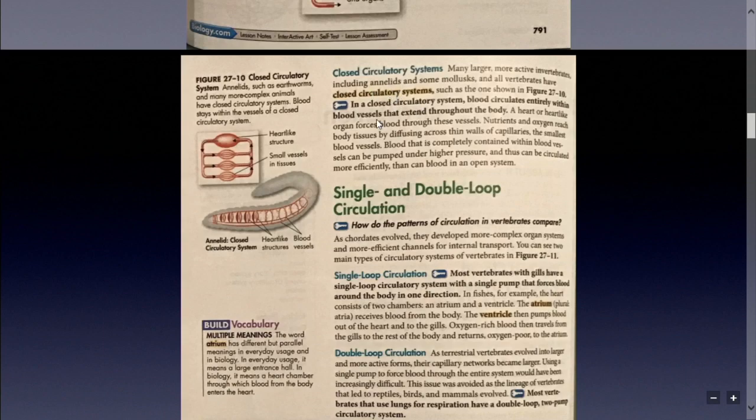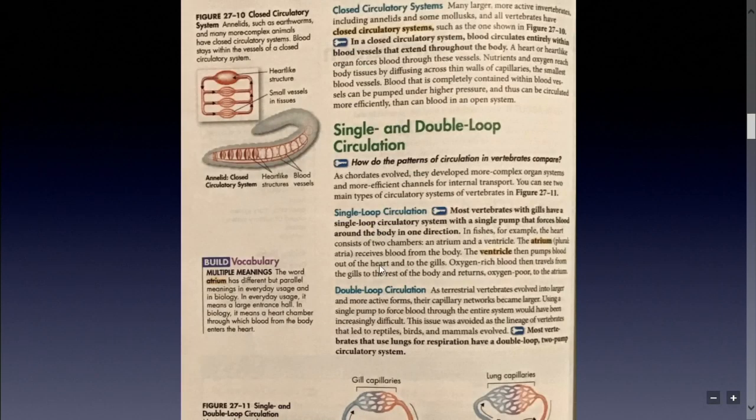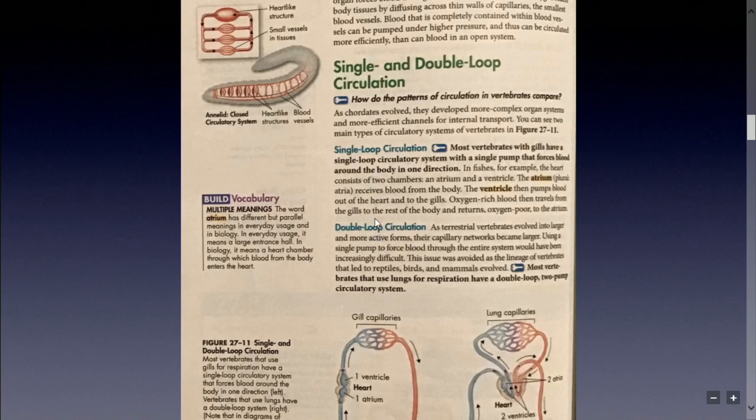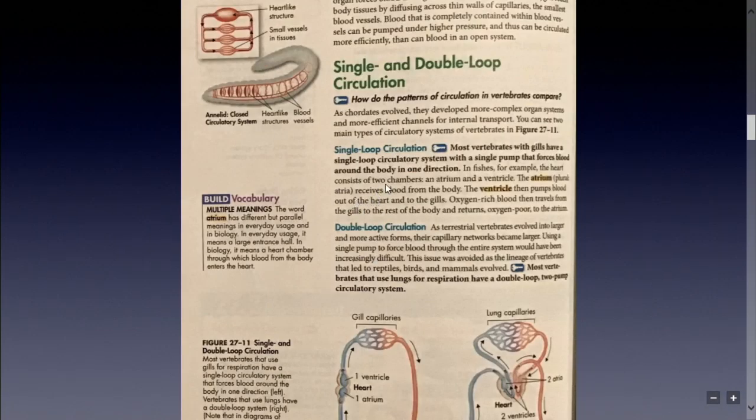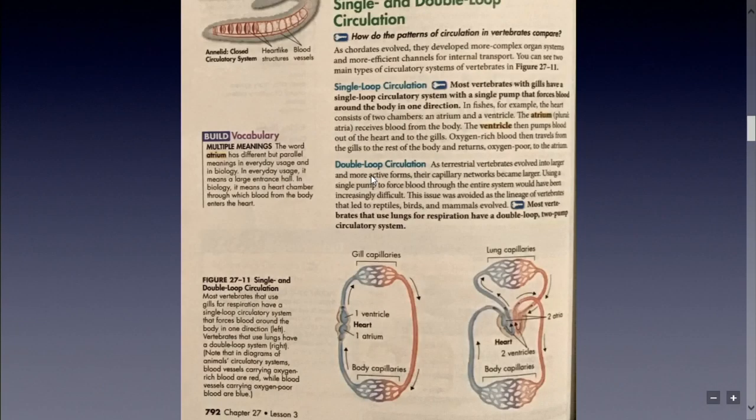Within closed circulatory systems, which are more advanced, you've got a single and a double, and you can probably guess which one of those is more advanced. It's the double loop. That's the one we have here. The single loop is not as advanced, but let's look at the difference. Most vertebrates with gills, like fish, are going to have a single loop circulatory system, in which blood is pumped around the body in one direction. Okay? The whole system is just one giant loop, one single loop.